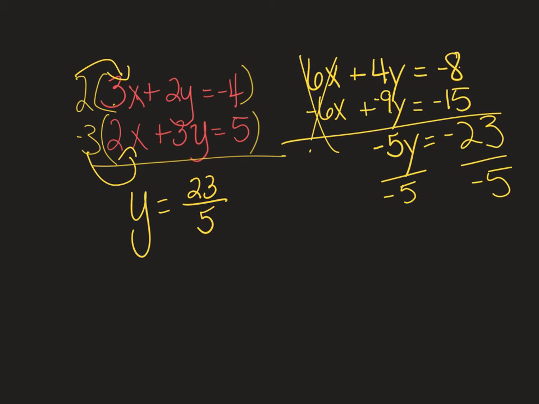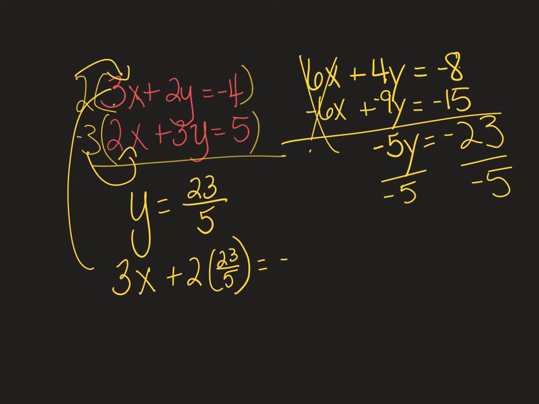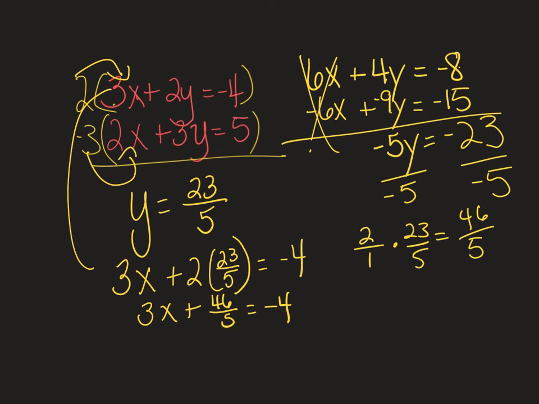Now, all right, so now I'm going to take the value of y and put it into either equation. I'm just going to choose the top one. So I don't know what x is, so 3x plus 2 times 23 over 5 equals negative 4. Bring down my 3x. If I multiply 2 over 1 times 23 over 5, what's that going to equal? 46. Yep, 46 over 5 equals a negative 4. This is no fun.